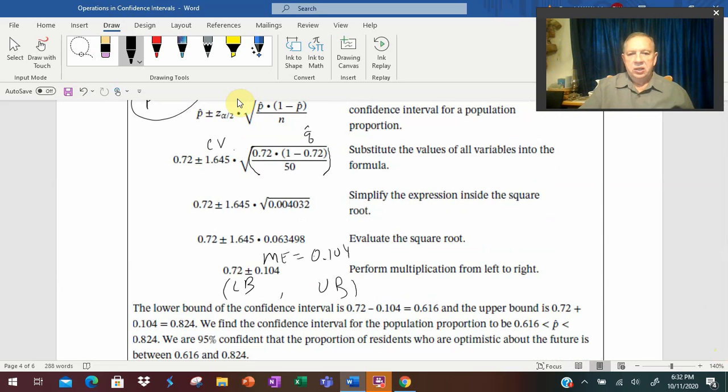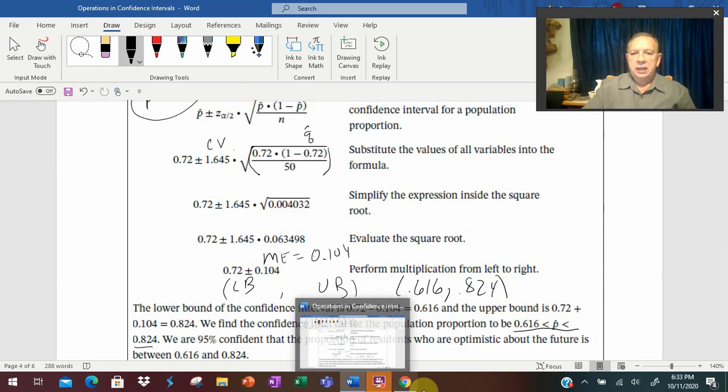Then it tells us to do the plus or minus for my lower boundary and my upper boundary. Okay. So 0.72 minus the 0.104, 0.616. And the upper bound is 0.72 plus 0.104. I add it, 0.824. That's the open interval that you would use in mathematics. And then we like to do the inequality corresponding to that. And that's this statement here. We're going to learn how to write that in just a few minutes.